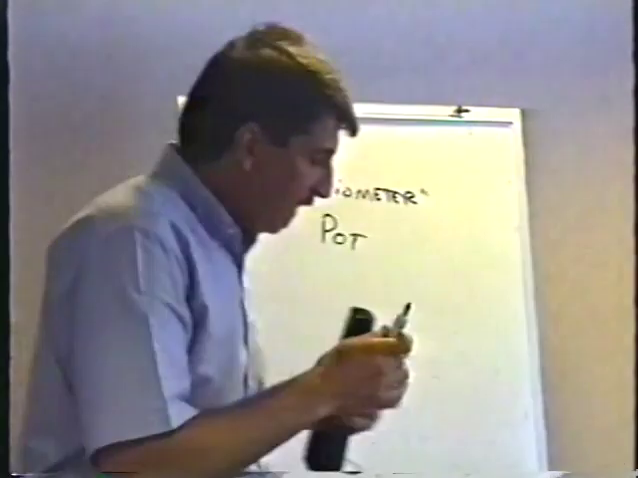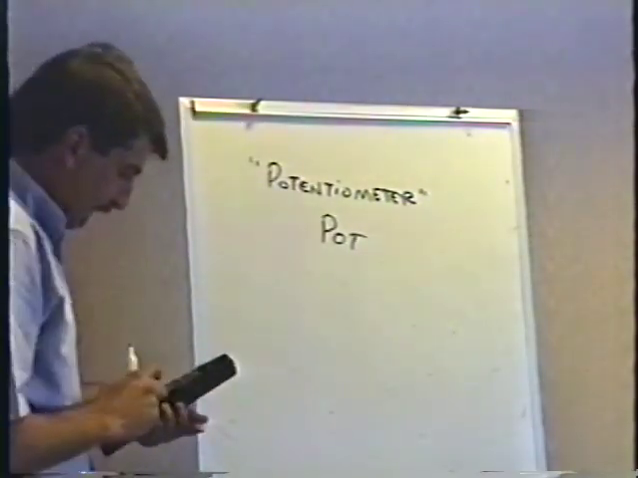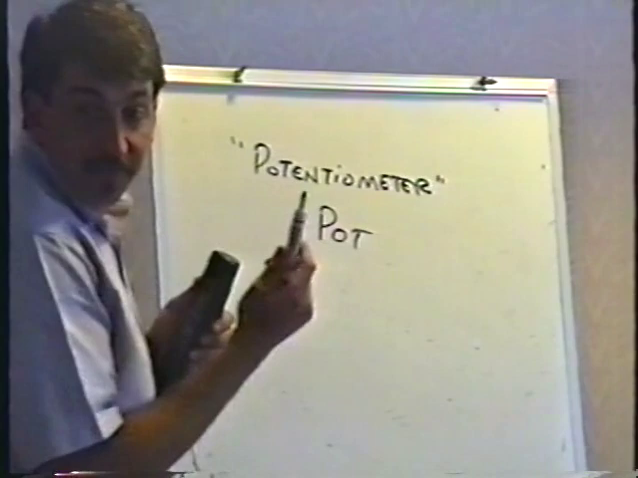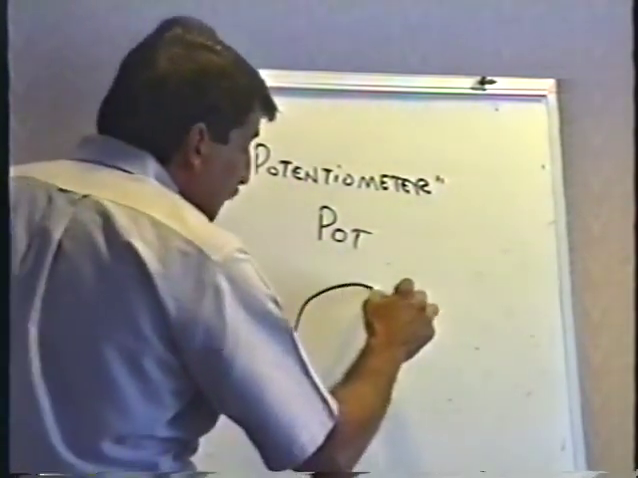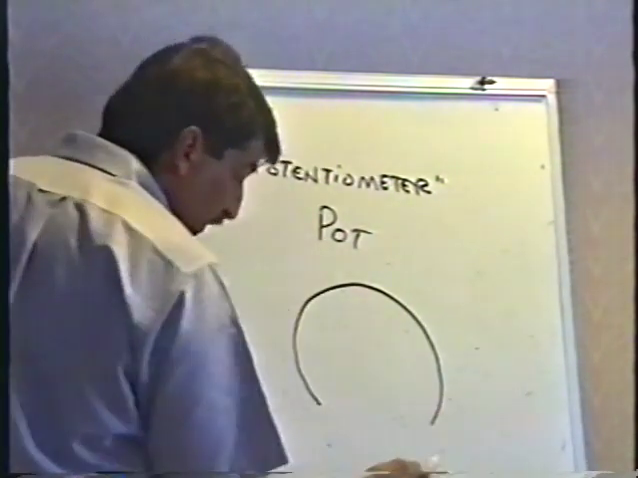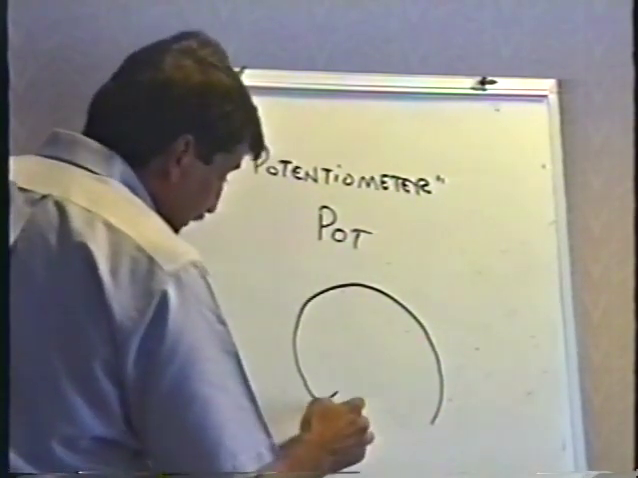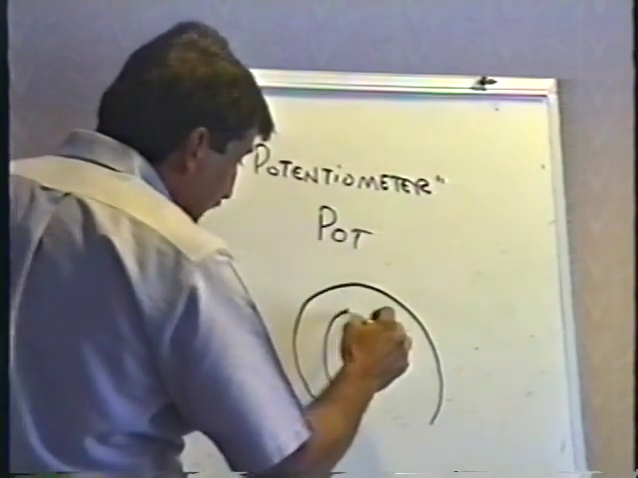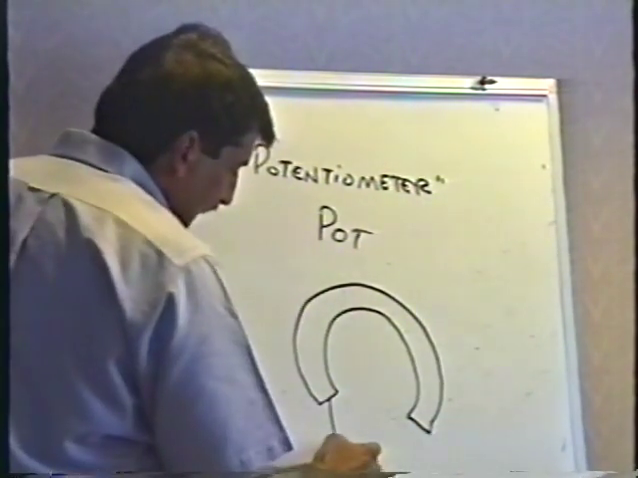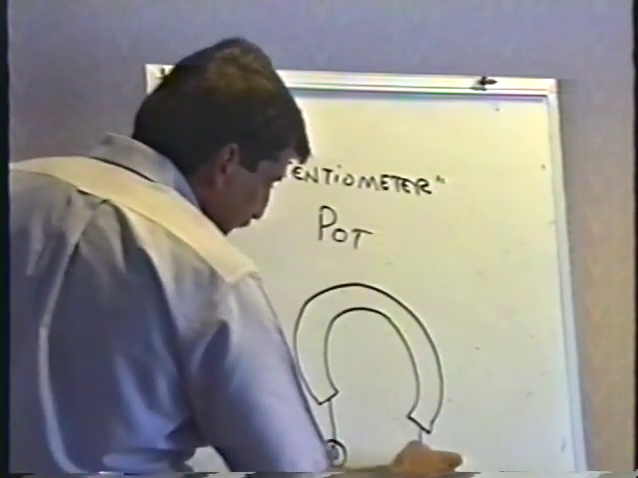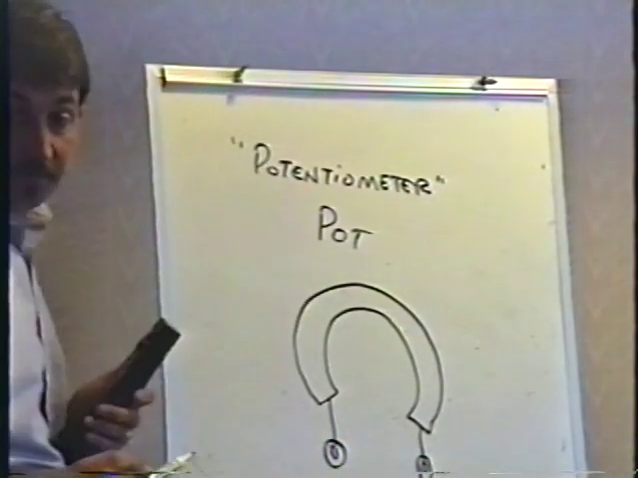Well, here's what's inside the pot. Inside the pot, there is some kind of resistance element, whether it's carbon, like yours are, or wire, like the one I just showed you, something that has resistance on it. And that's 2 of the 3 terminals that are on the potentiometer.